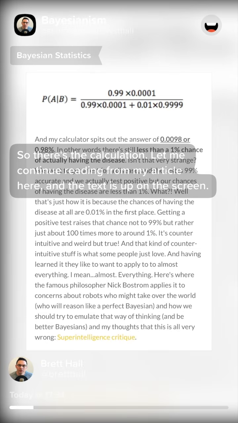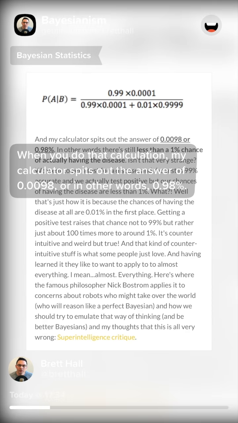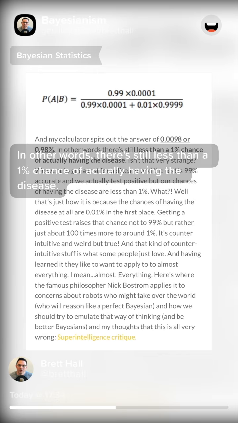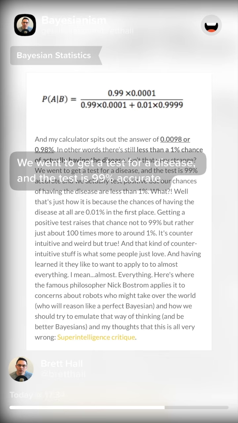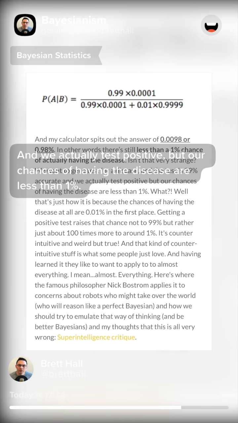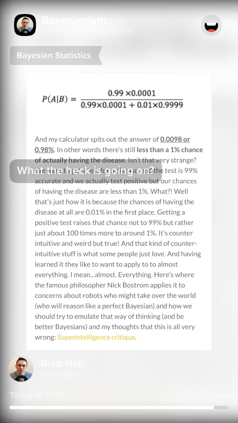Let me continue reading from my article here, and the text is up on the screen. When you do that calculation, my calculator spits out the answer of 0.0098, or in other words, 0.98%. In other words, there's still less than a 1% chance of actually having the disease. It's pretty strange, isn't it? We went to get a test for a disease, and the test is 99% accurate, and we actually test positive, but our chances of having the disease are less than 1%. What the heck is going on?